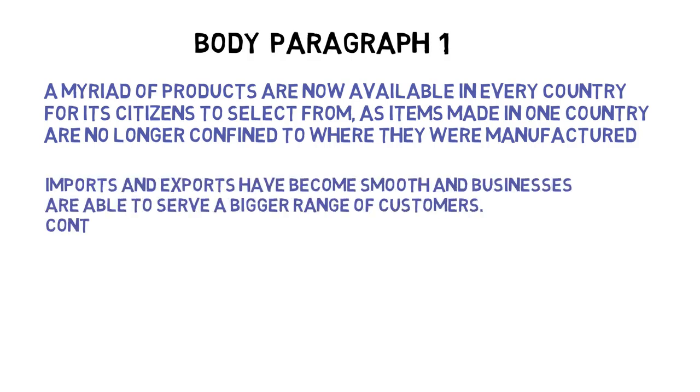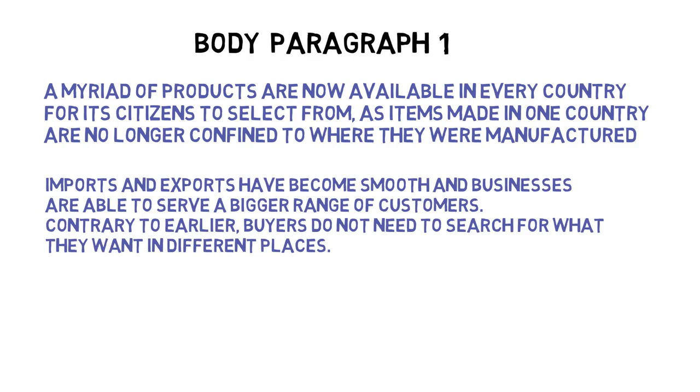So this refers to globalization, one idea that we have already stated in the introduction. Now we are going to explain it. Imports and exports have become smooth and businesses are able to serve a bigger range of customers, contrary to earlier. So we are pointing out contrary to earlier, it means that we are talking about the recent time, we are not talking about the past. Buyers do not need to search for what they want in different places.